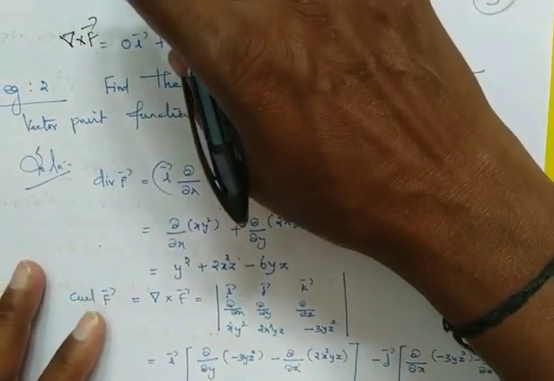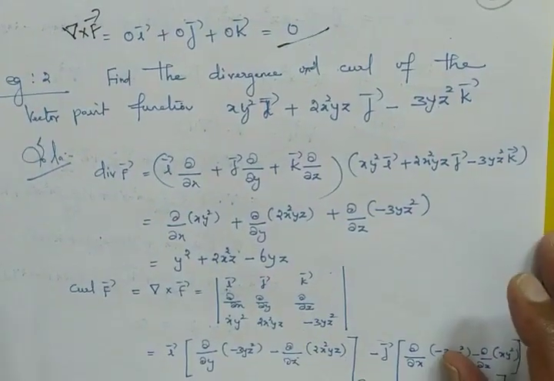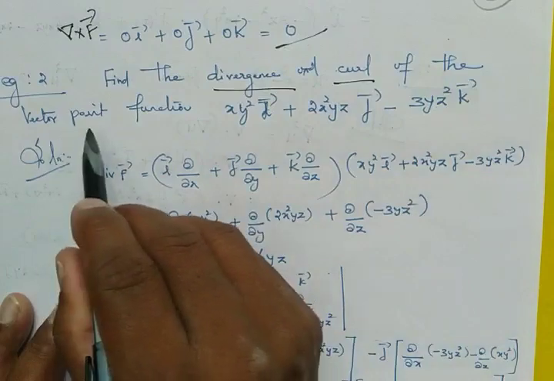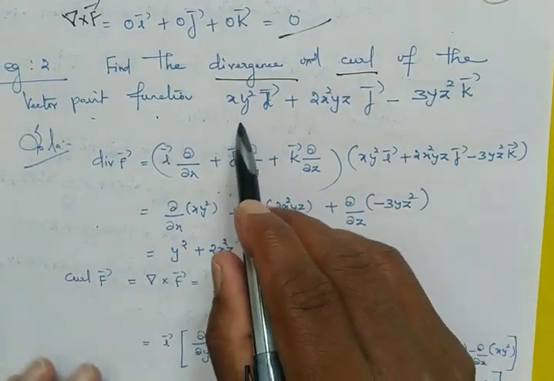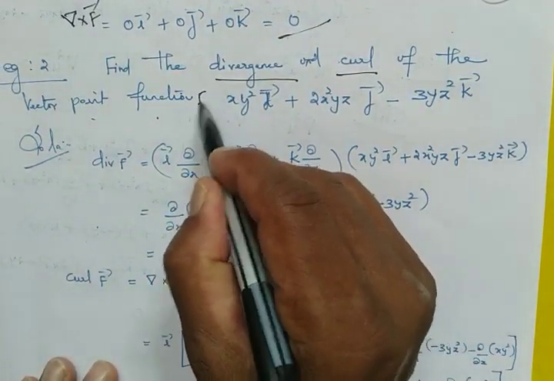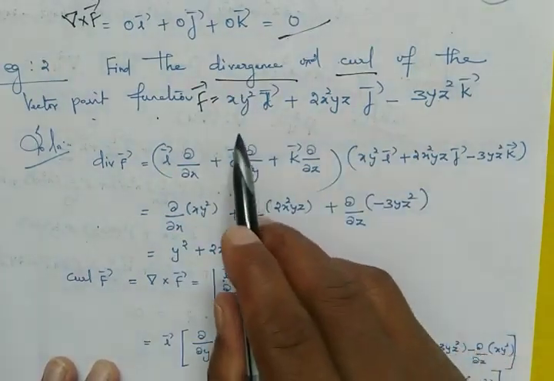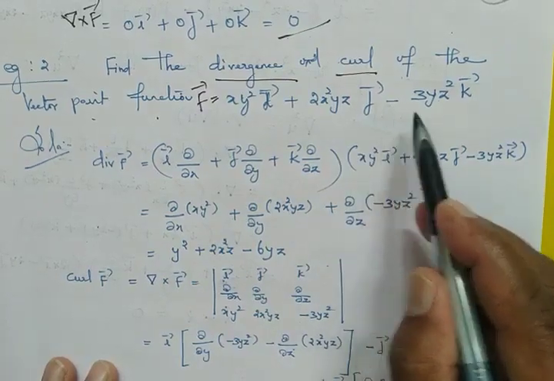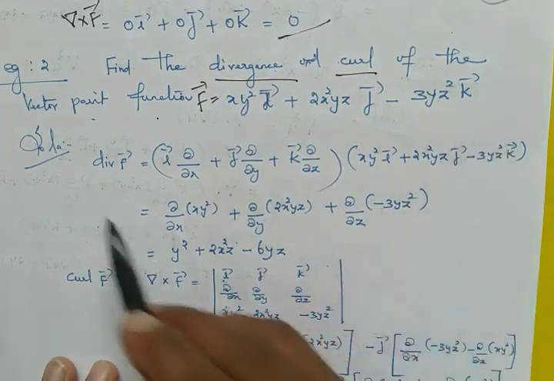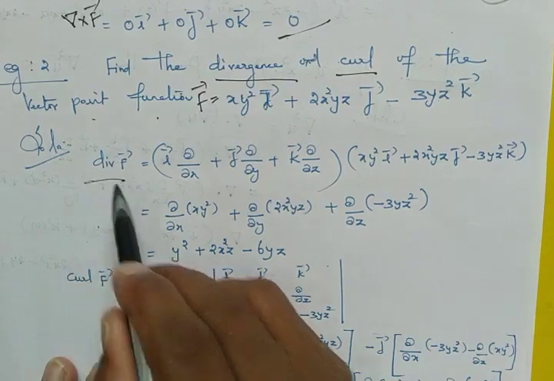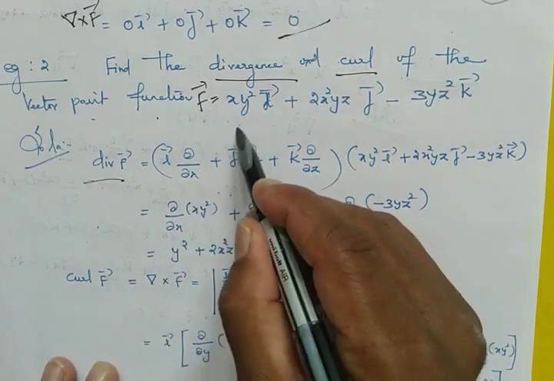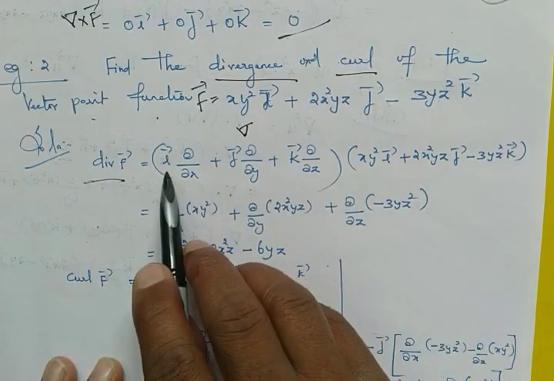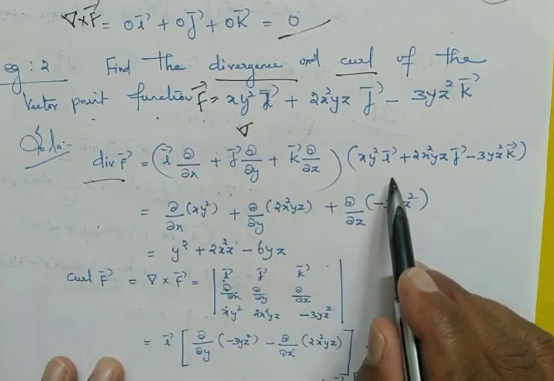Then, one more example. Find the divergence and curl of the given vector point function. You can give the vector a name, f vector, equal to x y square i plus 2x square yz j minus 3yz square k vector. We have to find first the divergence of f vector. Here you write the del value first, followed by the given vector. You multiply i dot i only, because it's a dot product.